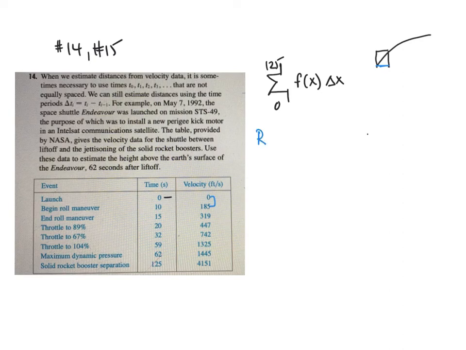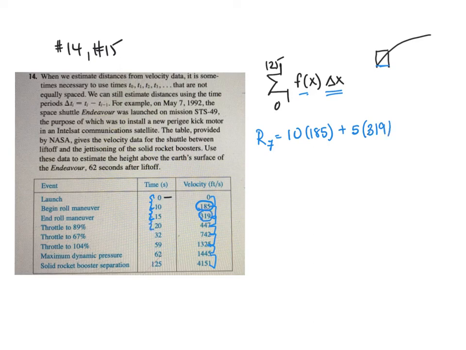So those two would make a rectangle, and they will pair up like this. So I have 1, 2, 3, 4, 5, 6, 7. I'm going to have 7 rectangles, and it's always the width times the height. So the width between the first two is going to be 10, and the height, again, I'm using the upper estimate of 185. Between 10 to 15, the width or the change in time is 10, but it is 319 because I'm using the upper estimate.